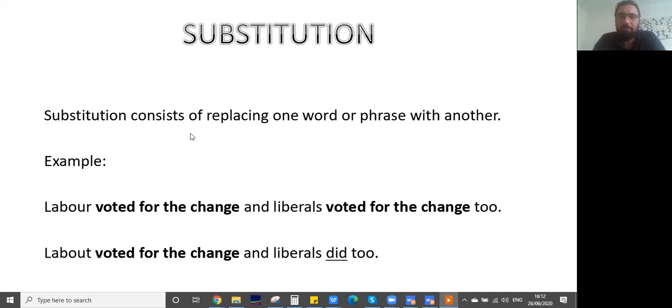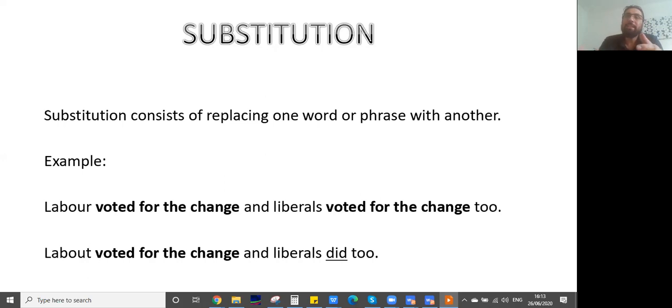So here is a quick introduction to substitution and ellipsis. Here we have: Labour voted for the change and Liberals voted for the change too. If you notice, we have a phrase here, voted for the change, and we're repeating the same phrase two times. What we do with substitution is we can reduce repetition, and we have different ways of doing so. So here we have: Labour voted for the change and Liberals did too.